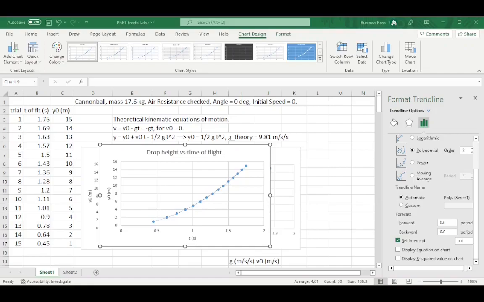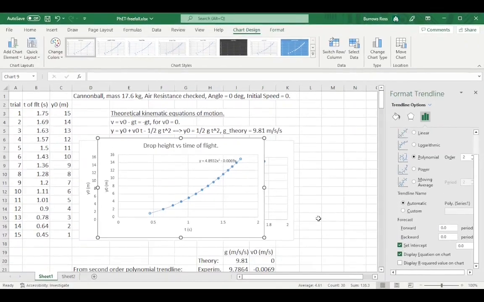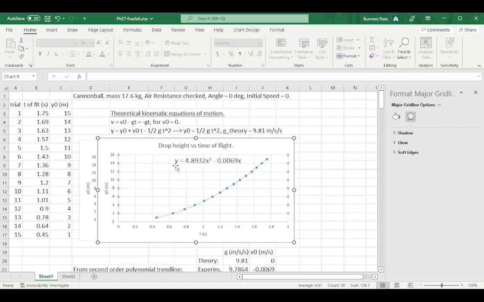And then display equation on chart. We definitely want that because that's what's going to give us the information we're interested in, that we're going to use to calculate the acceleration due to gravity. So now we've displayed our equation on the chart. You see the equation for our trend line is y is equal to 4.8932 x squared minus a small number times x.